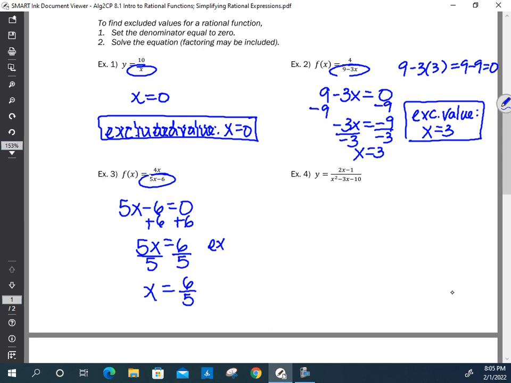So your excluded value is x equals 6 over 5. 6 over 5, 1.2 means the exact same thing. Exact same principle.